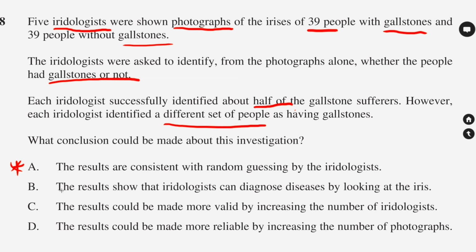Results show that iridologists can diagnose diseases by looking at the iris. Now, you look at that and you think, well, if they could do that, then they probably would have identified most of the people with gallstones. So we're going to get rid of that answer because obviously that's incorrect. Results could be made more valid by increasing the number of iridologists. Now, you've got to think about the word valid. When we're talking generally about validity, we're talking about whether your method is answering your aim. If you substituted in reliability, that could possibly be there.